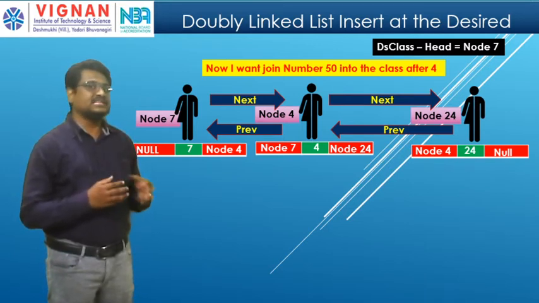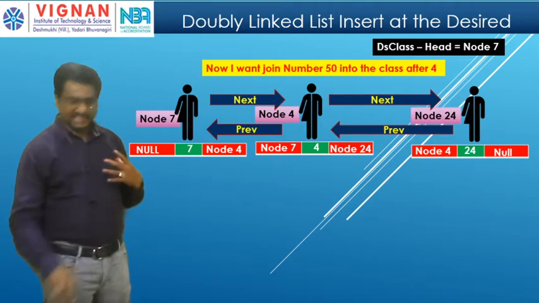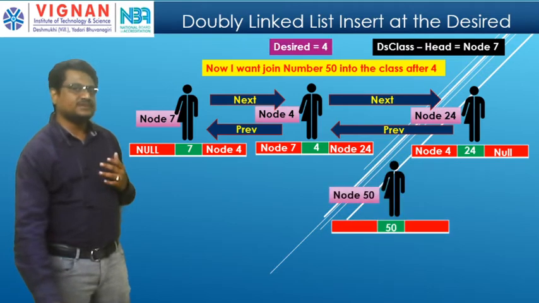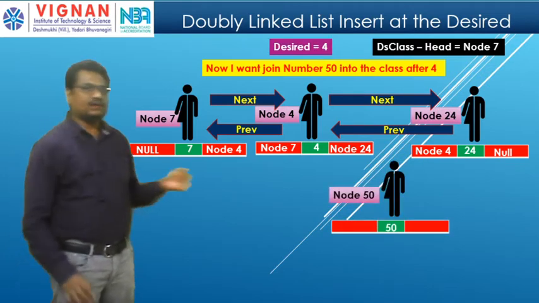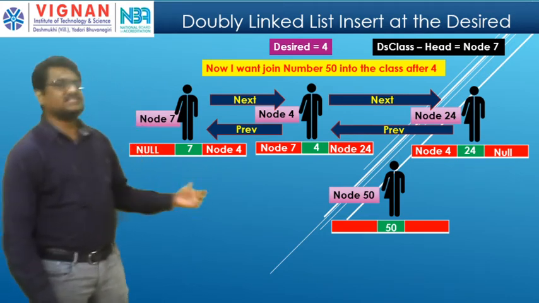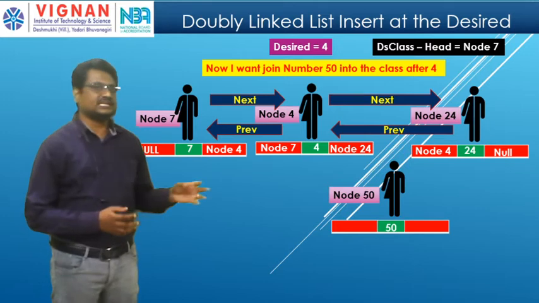So I can insert one more student. Now I will create a space for that student, or I will create a space for that node. Now I created a space. Here, as you previously saw, first I will put only the data. So 50 is the data.